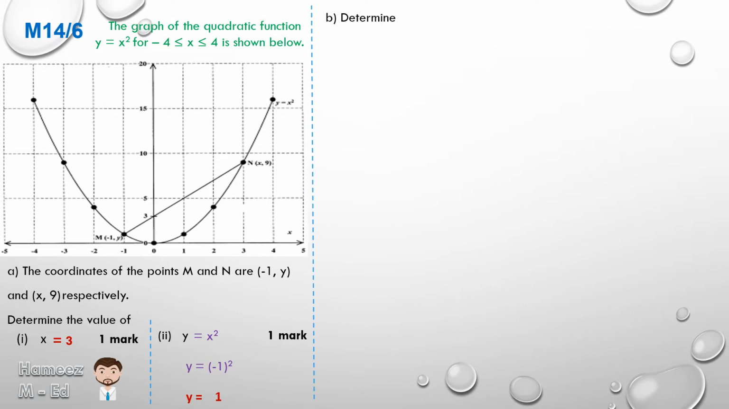Part B, determine the gradient of the line MN. So let's draw the line MN in brown, and let's recall the formula. m is equal to change in y over change in x. I mean, there are other ways to write the same formula, y2 minus y1 over x2 minus x1, or rise over run, and so forth.